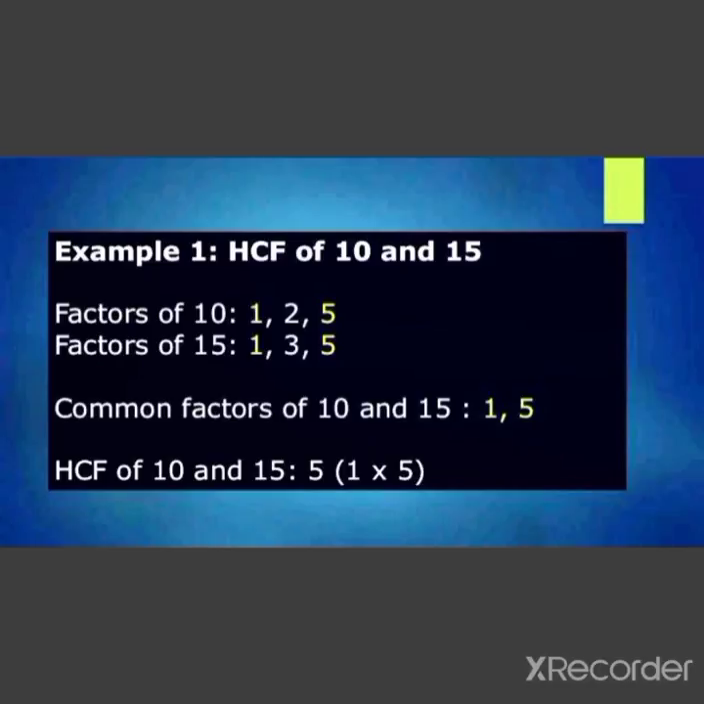Now we will find out the HCF of 10 and 15. How will we find out? We will see out of 1 and 5 which is the highest common factor. So 5 is the highest number, so it is the highest common factor of 10 and 15. So we can say that HCF of 10 and 15 is 5.